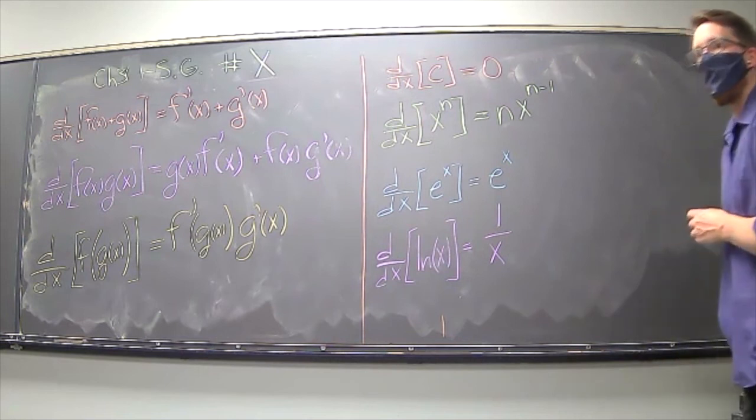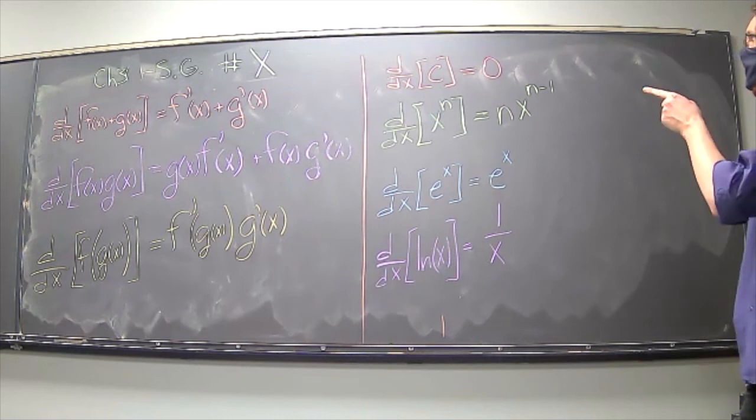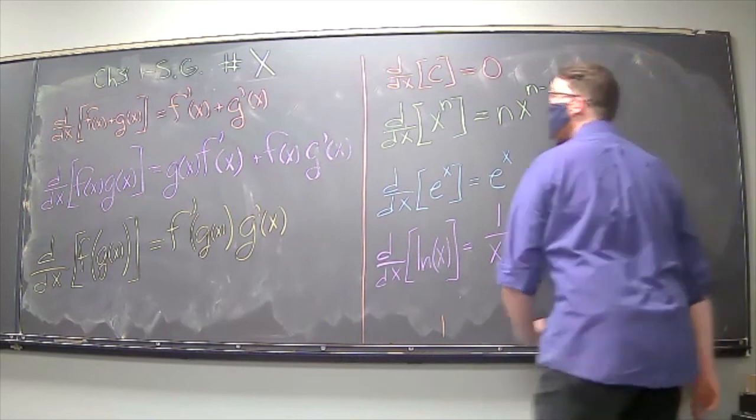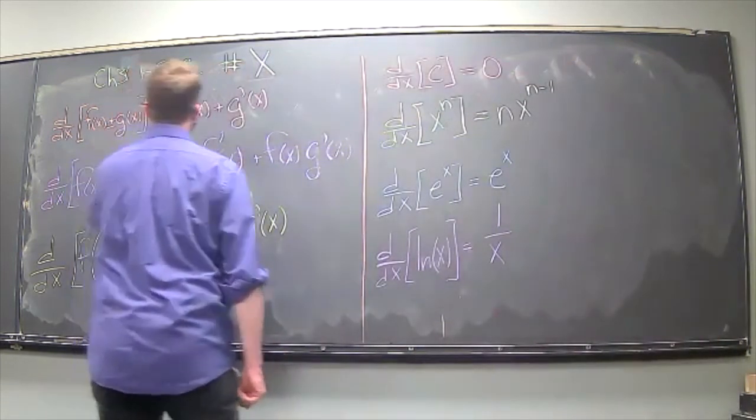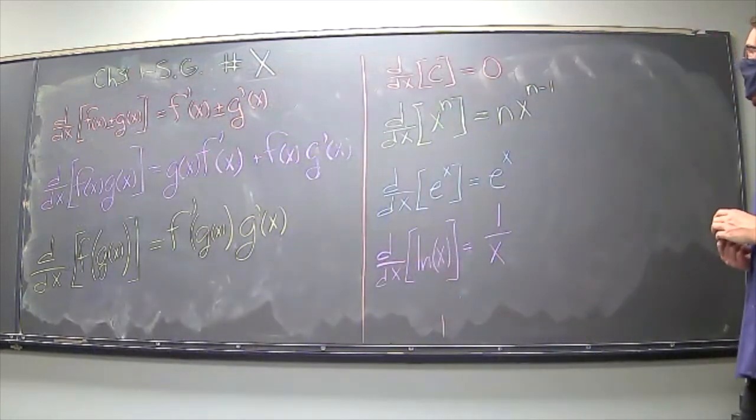I'm trying to remember, were there any other forms we went over in this class? I don't think there were. Constant, polynomial terms, exponential terms, logarithms. I think that was it. Got the product rule. I should write this as plus or minus, right? This is a sum and difference rule. I think that was everything.